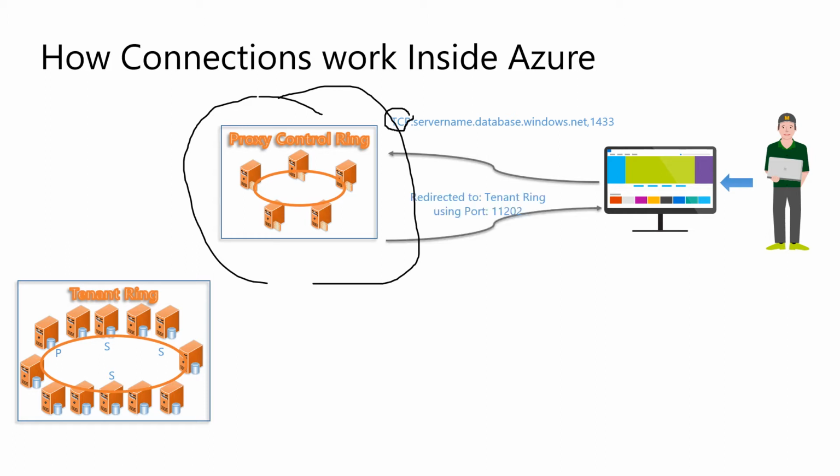The proxy does a redirection process, because it sends some specific information to the client so that the next time you want to connect, you are going to connect directly to the tenant ring. The tenant ring is the group of servers that you have where your database is running. For example, you have your primary copy of your data and the different secondary copies. The proxy control ring verifies the connections, reviews everything, and sends this information to the client. The client will then connect directly to the tenant ring.